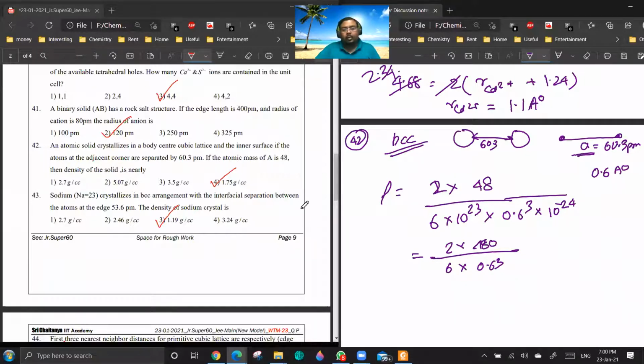See, you have only one equation. Are you getting a point? And you need to find density, so if R is not given, how will you find the density? So if you are doing something like this, 2 into 48, we can cancel out R, I think, by taking the 60.3 nanometers, something like that. No, not 60.3 nanometers. 60.3 picometers will be how much? 0.6 angstroms.